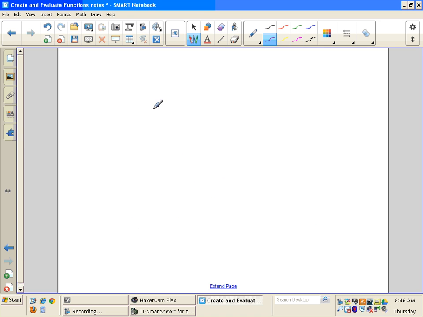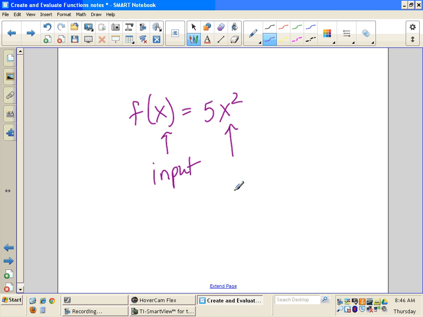That's it for today. Remember function notation. This reads f of x, and maybe the equation is 5x squared. Whatever you plug in, x is your input. You also plug it into this part, and then you get your output.